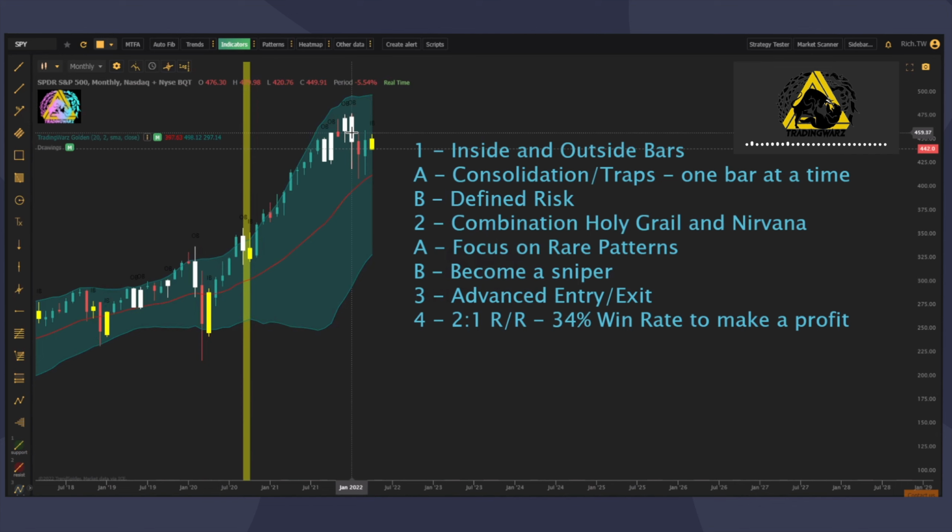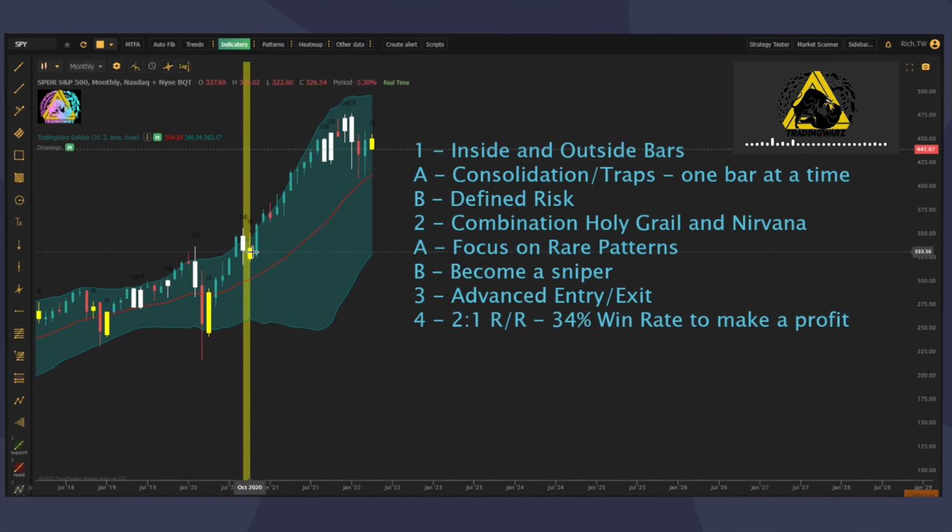Then, like I was mentioning earlier, we have defined risk. What does that mean? Well, we know that we're going to take a bar by bar approach. For example, we have an inside bar down here. The way that I like to trade these is simply the breakout. If it breaks above the high, we're going to go long. If it breaks below the low, we're going to go short. I have some advanced entries that I'll talk about after, but we're just risking this bar.